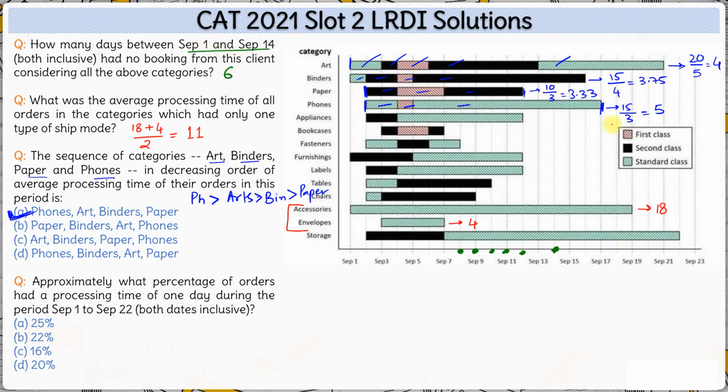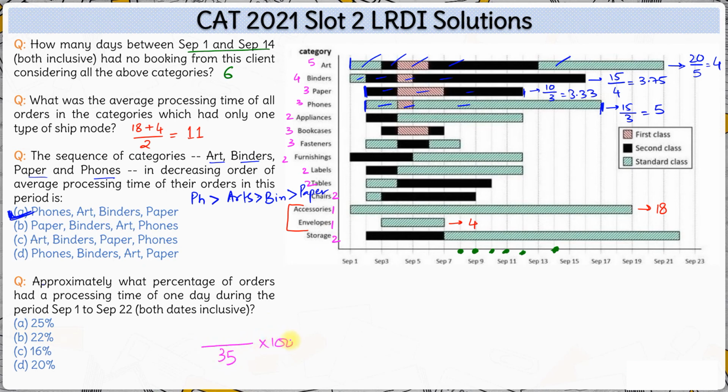For arts we had already figured out there are 5 orders. For binders there were total 4 orders. For paper there were 3 orders. For phone 3 orders. Appliances had 2. Bookcases 3, fasteners 3, 2, 2, tables had 2 orders, chairs had 2 orders, accessories 1, envelope 1 and storage 2. So the total number of orders is 9 plus 6, 15, 15 plus 5, 20, 25, 29, 31, 32, 33 and 2, 35. The total number of orders is 35.